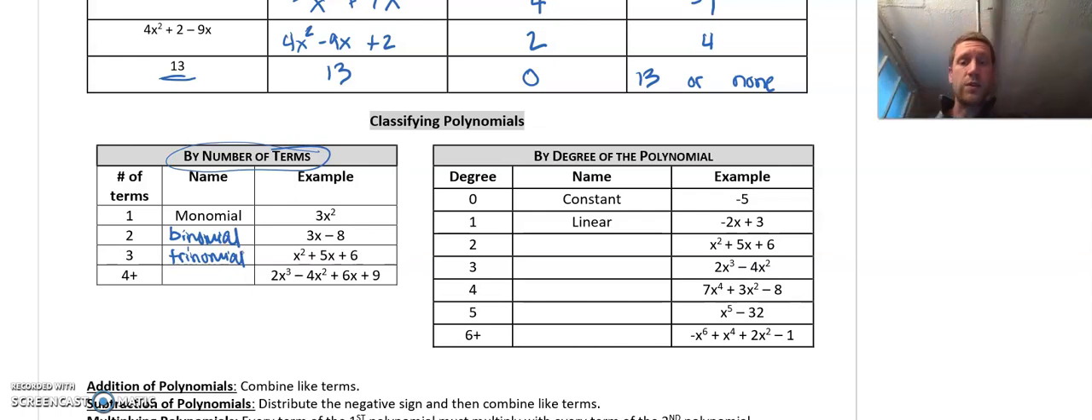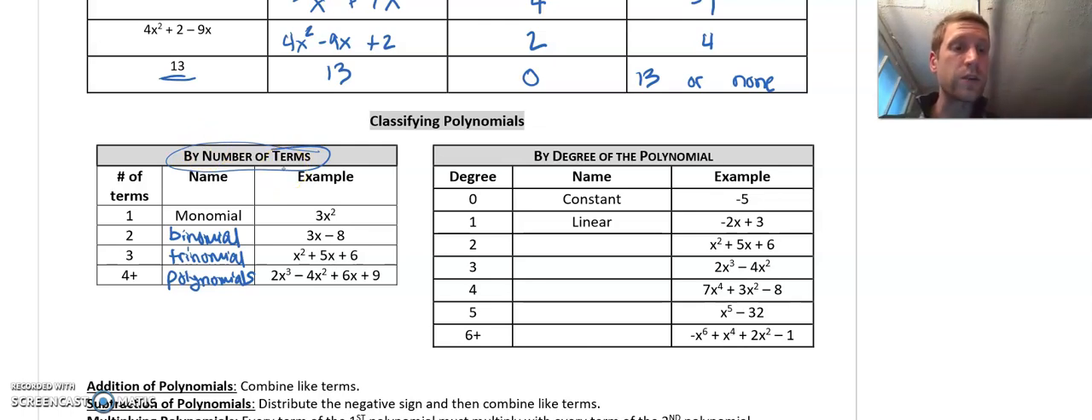And then there are some specific names for if you have 4 or above. If you want to do the research and come up with them, that's fine. But in general, we just call those polynomials. So all of these are technically polynomials, but monomial, binomial, trinomial are more specific. So when we ask you to classify it, those are what we're looking for. If you told us something with 2 terms is a polynomial, we would mark that wrong because we know it as a binomial.